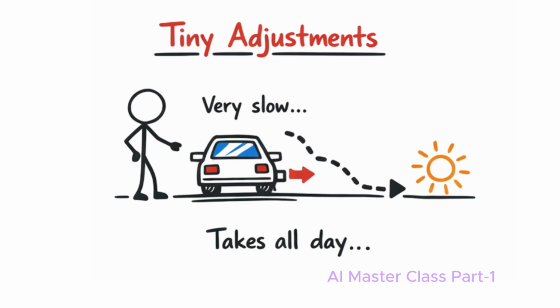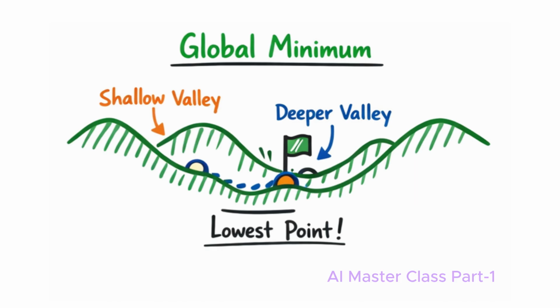That defines your learning rate. Now here is a tricky problem that comes up in real optimization. Remember that hilly landscape and valleys? What if there are multiple valleys, but some valleys are just small dips, but others are deeper? The deepest point across the entire landscape is called the global minimum. That is the ideal spot.